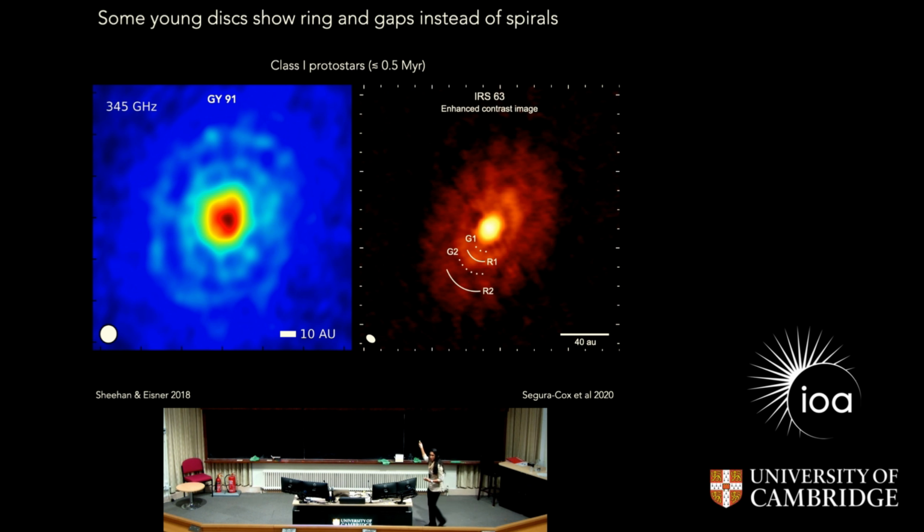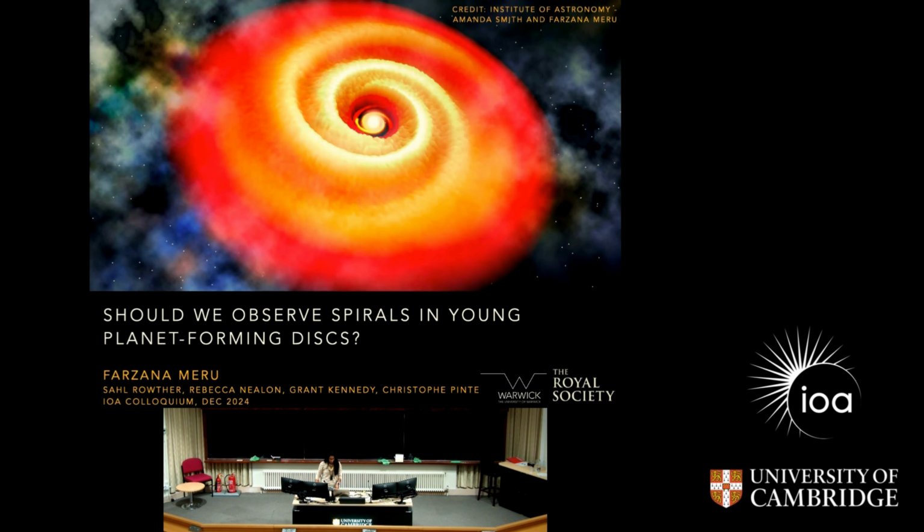Where are the spiral structures in this? In these young disks, that is the really intriguing side of things. Why are we not seeing spirals in these? That brings me back to the question that I put on the screen to start off with: should we actually observe spirals in these young disks, right?